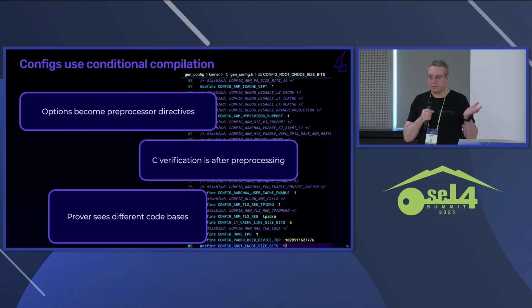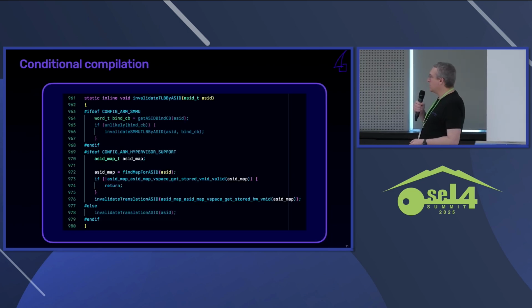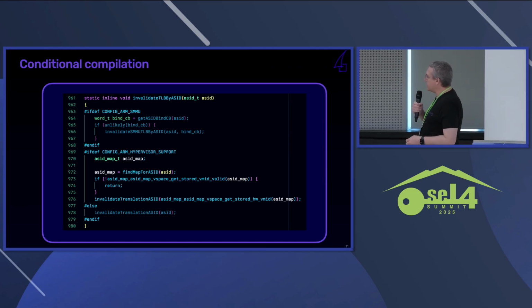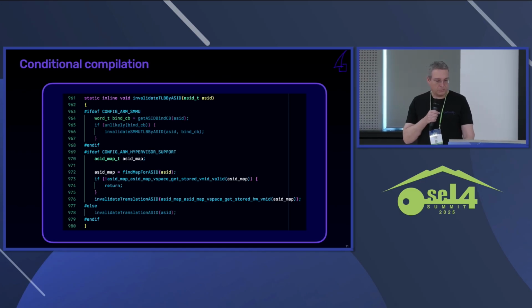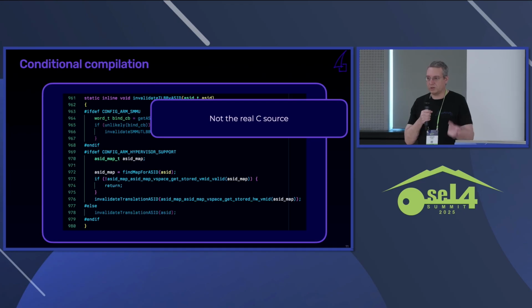And of course, making the proof generic means you want to write one proof that applies to all of these. And to see why that might be a problem, here's a random bit of code. It's not actually one that I made generic, but it nicely demonstrates why that might be hard. Depending on how you set these options, that might come out with different code. So this is not the real C code that the compiler actually compiles or that the verification tool sees.